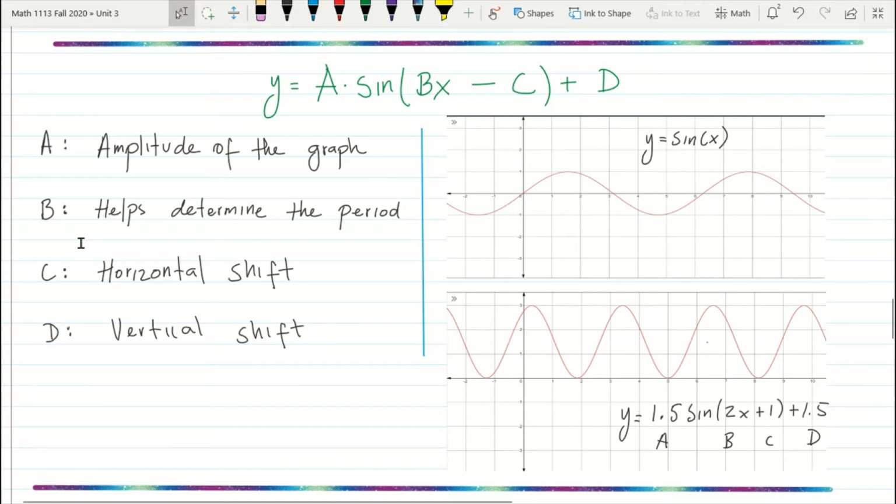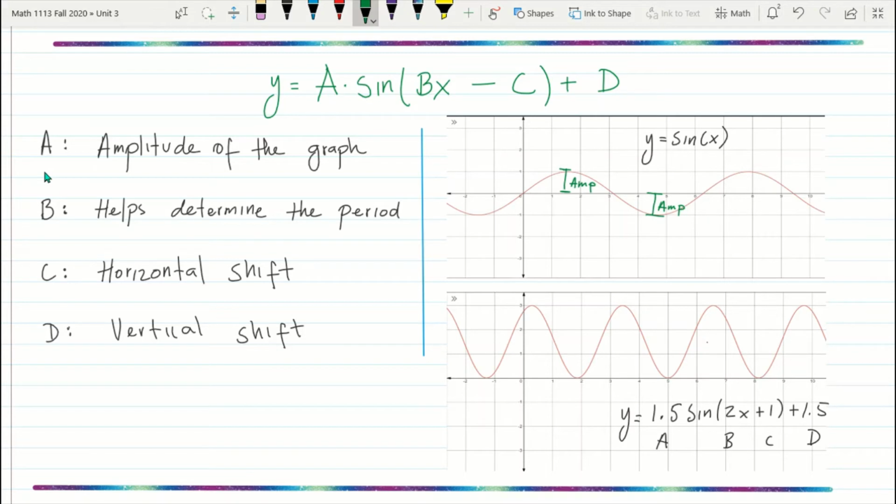So a tells you the amplitude of the graph. The amplitude of the graph is going to be this value from here all the way up to here. You know, how tall is the wave? That's the amplitude. So notice how that measurement is going to be the same as here, right? It's not all the way from the top to all the way on the bottom. That's not how the amplitude is measured. So just be on the lookout for that.